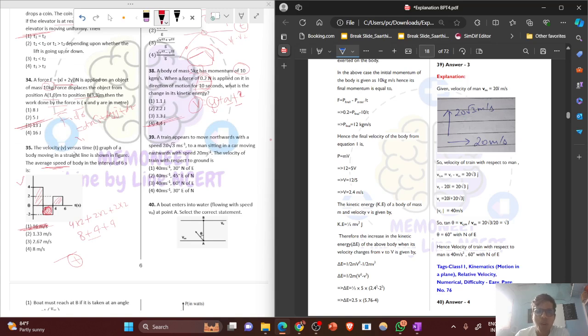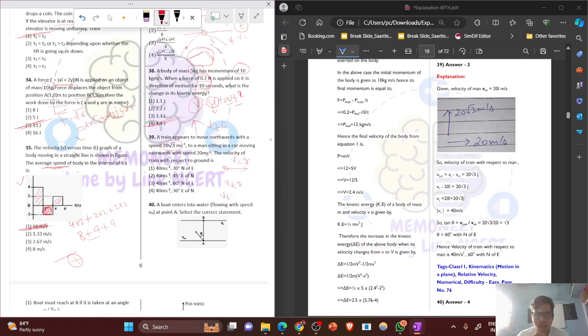Train appears to move northward with a velocity, not direction, moving in this direction. Man sitting in the car moving eastward. Man is moving in this. Velocity of car. Velocity of train with respect to ground. Okay. This is velocity of train with respect to car. And this is velocity of car with respect to ground. Now we are asking velocity of train with respect to ground.